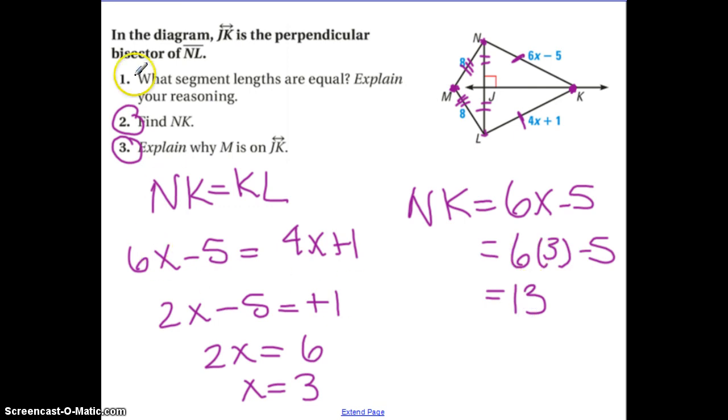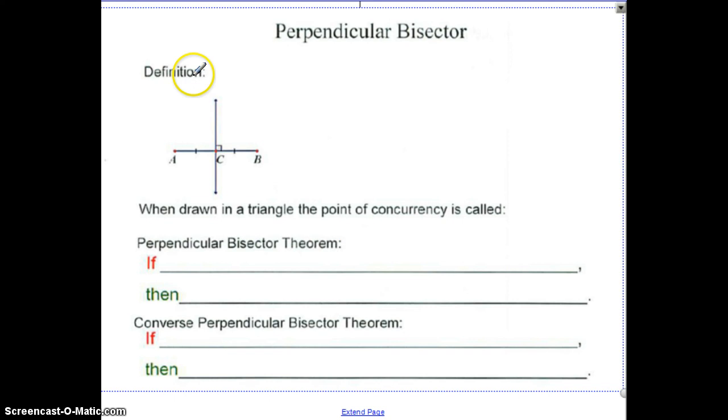Now you're going to go to your next problem, and you're going to try to do this without your notes. I want you guys to fill in the definition of a perpendicular bisector. We're going to talk about this point of concurrency later on today, and then fill in what the perpendicular bisector theorem is and the converse of the perpendicular bisector theorem.